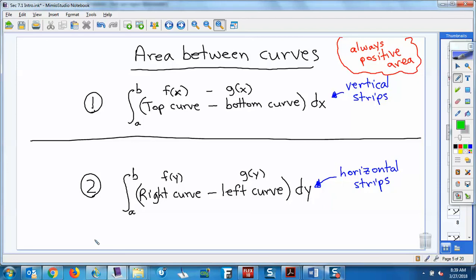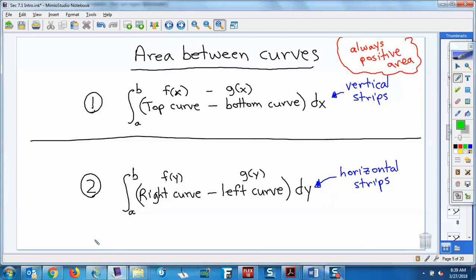Now, you can probably imagine some complications might come in. What if you have a function that crosses the other function a couple times? What if one function's on top? Think of sine and cosine. If you grab sine and cosine together, sometimes sine is on top, sometimes cosine's on top, depending where the region is. So you may have to split it up into parts. Okay, so that could happen.